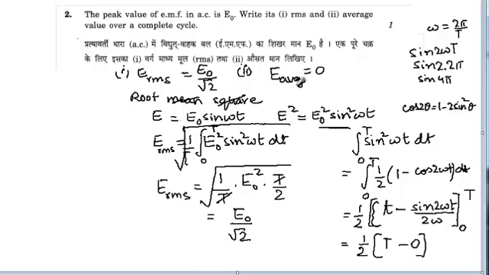And when you're finding out just the average value, that would be 1 by T integral E naught sine omega t dt from 0 to T, and you can similarly prove that this integration is going to be 0. So this is equal to 0, the average value.